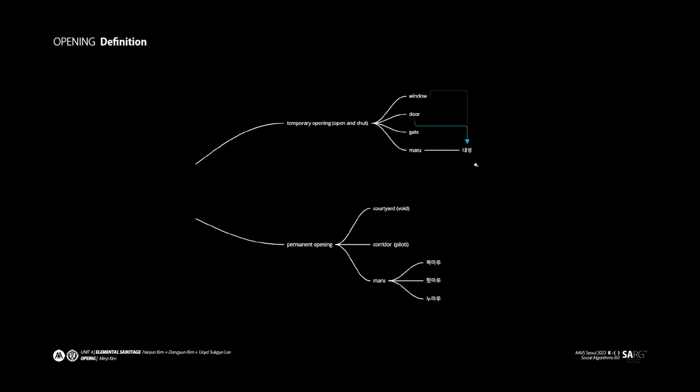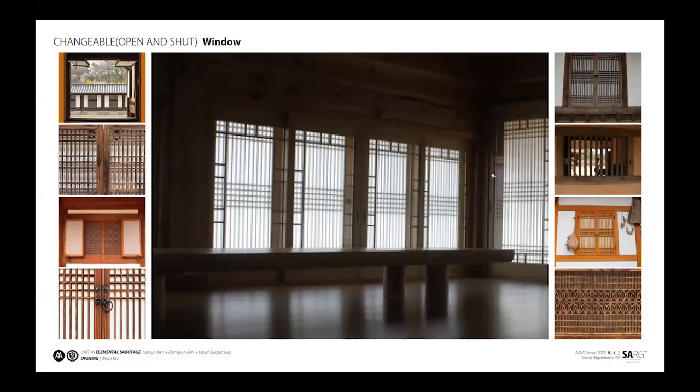Maru could belong to both categories because some kinds of maru consist of columns and doors, so sometimes it could play a role as a room. 툇마루, 쪽마루, and 누마루 consist of columns, so these elements are open all the time. And these are images showing function and form of the elements.